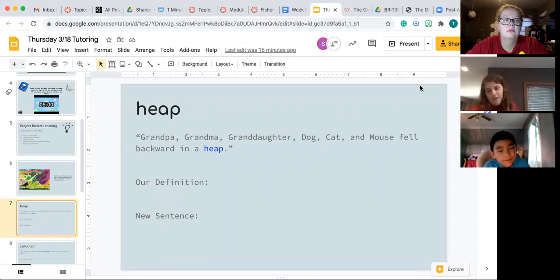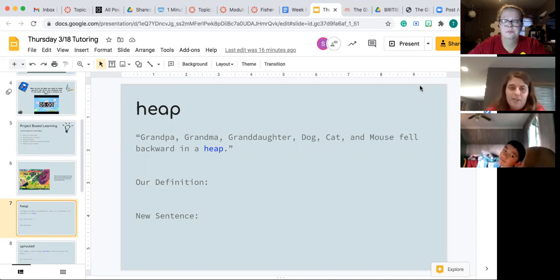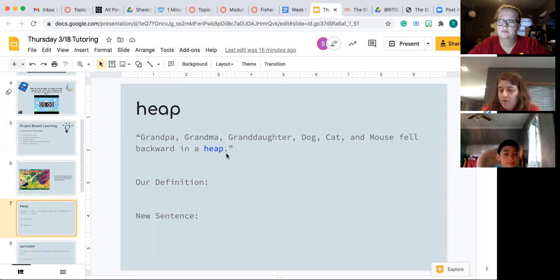All right. So, Stanley, we kind of went over the words at the beginning, but our first word that we're going to talk about is the word heap. Our story gave us the sentence, Grandpa, Grandma, Granddaughter, Dog, Cat, and Mouse fell backward in a heap. So, using this sentence from our story, how would you define the word heap?